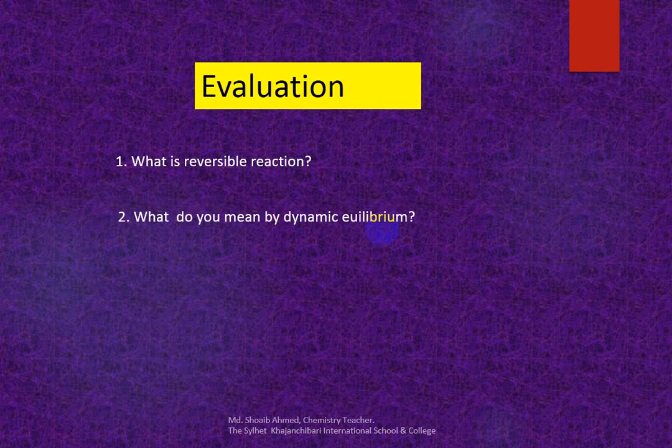What do you mean by dynamic equilibrium? In a closed system, when the rate of the forward reaction and backward reaction is equal and remains constant, this is called dynamic equilibrium.